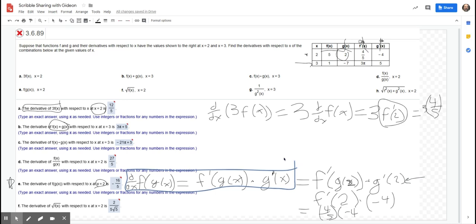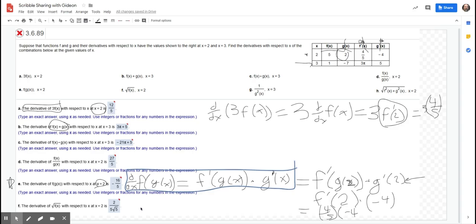That's why they evaluate it at a number. So you can't just go inside-outside and write things in terms of x. It's got to be numbers at the end. F is the same. You can really consider this the square root of f of x. So that's sort of like s of f of x, where s is the square root.